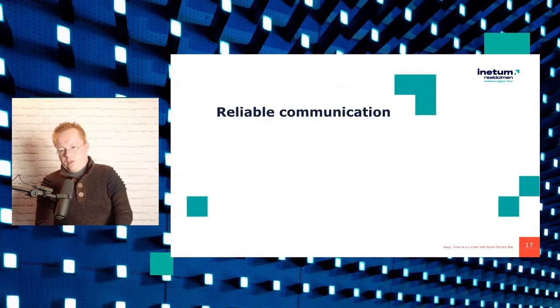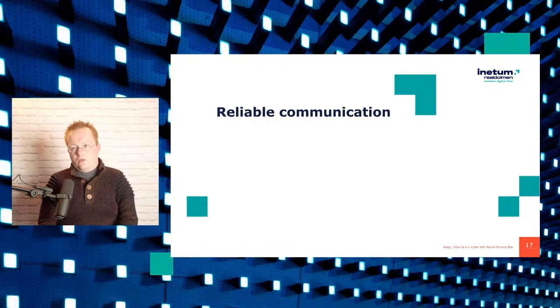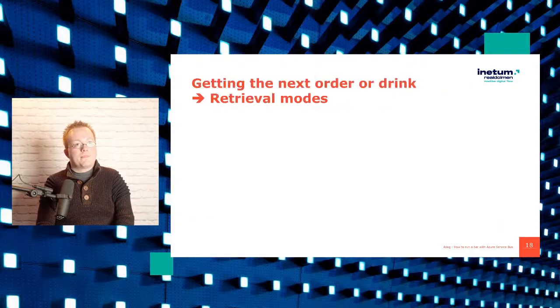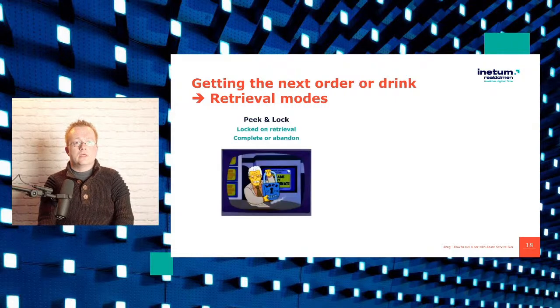So what we can do to make sure that all of our communication is retrieved, we have some techniques to make sure that we get the right messages. The first thing is getting the next order or drink. So when the waiter sees that in its queue there are some orders to be processed, it actually has two ways to make sure that the message is being processed. And the first one, the safest one, is the peek and lock.